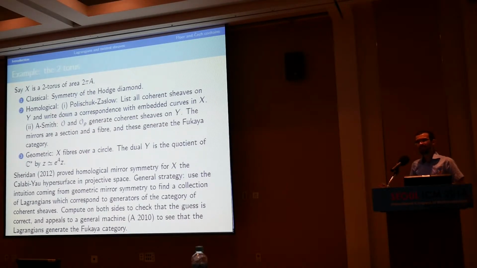But of course, this is not very satisfactory. One reason it's not very satisfactory is that it's not going to generalize to any higher dimension. There is no symplectic manifold of dimension greater than 2 for which we can list all the Lagrangians. So this is not going to work.